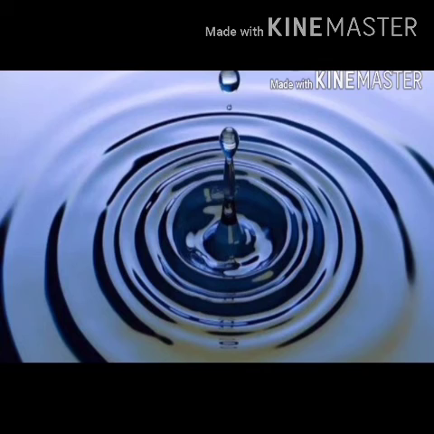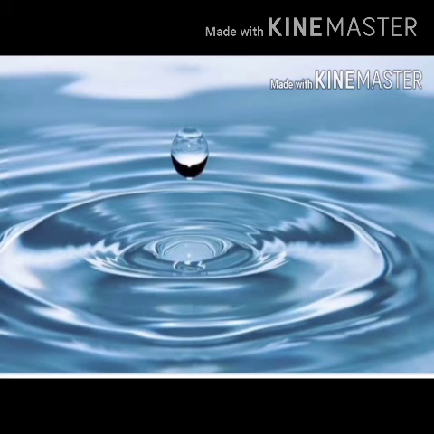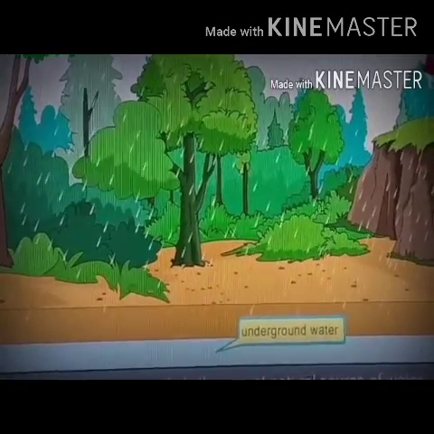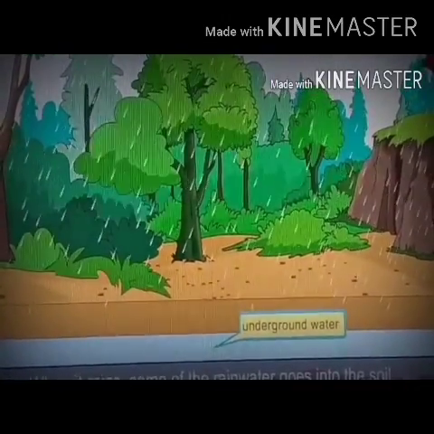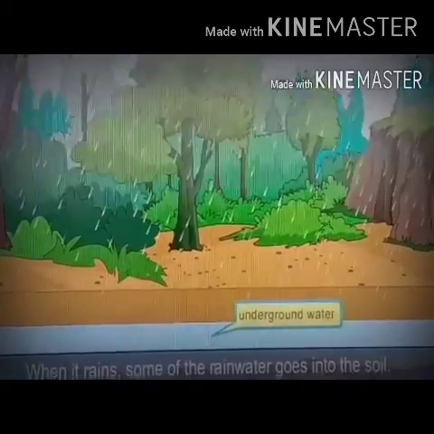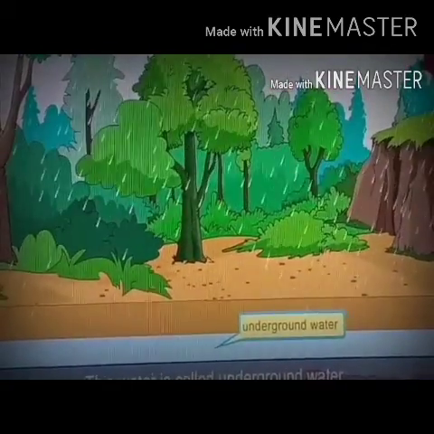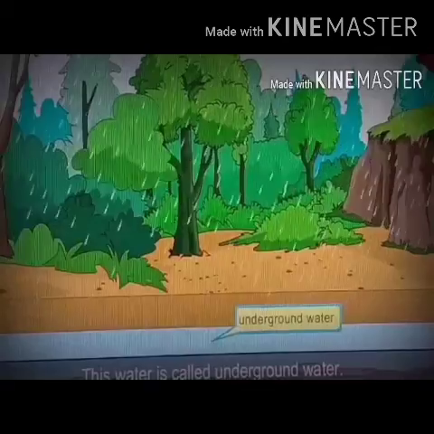Obviously, when it rains, some of the rainwater goes into the soil, and this water is called underground water. We dig wells and set up tube wells to get it. We also use hand pumps to draw underground water. We need water all the time. This explains why most ancient towns and villages were built close to river banks, the various places where water is stored.